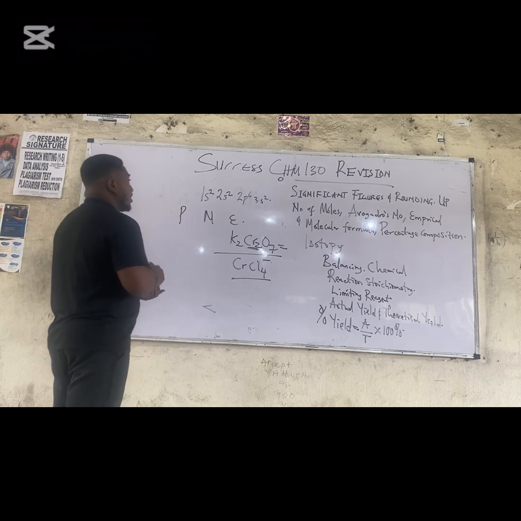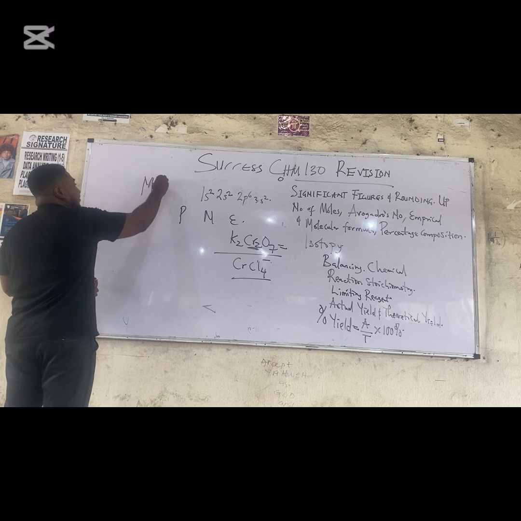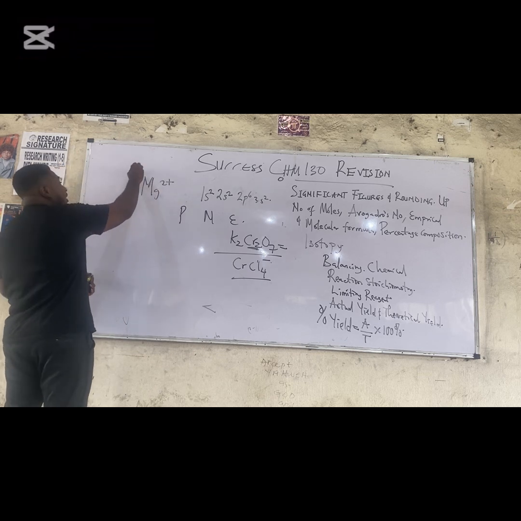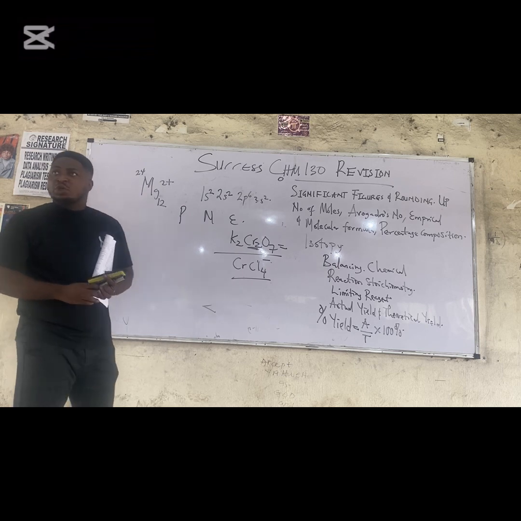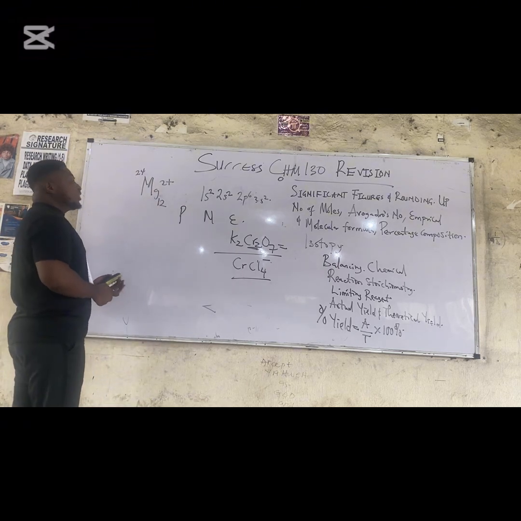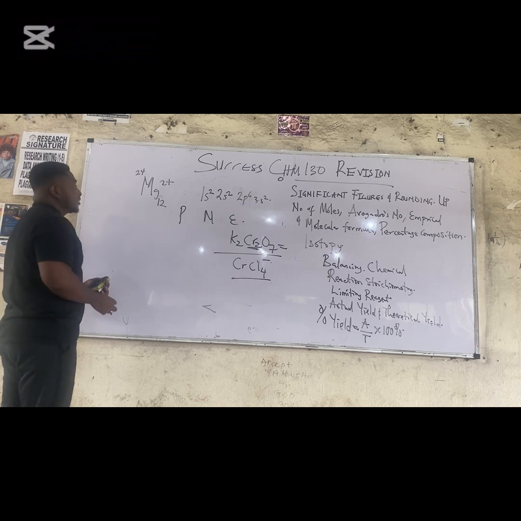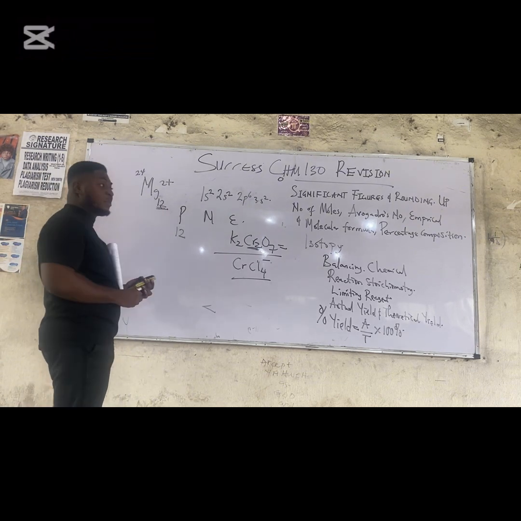Class, if they say calculate the number of proton, neutron, and electron for magnesium 2+. Magnesium is 24 atomic mass, 12 atomic number. Find the number of proton, neutron, and electron. Proton is 12 because the number below here is the atomic number, known as the number of proton.